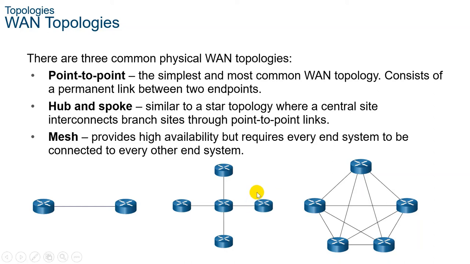Okay, so a hybrid is a variation or combination of any of these topologies. You can combine any of these 3 common physical topologies to come up with what you call a hybrid version. For example, a partial mesh is a hybrid topology in which some, but not all, end devices are directly connected to each other.